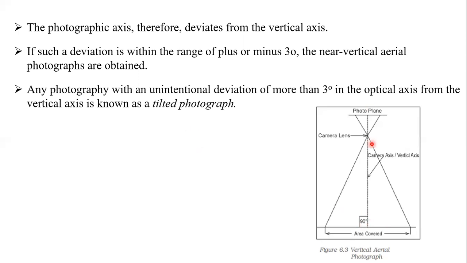So this is the camera axis. Generally this line is very difficult to keep at 90 degrees to the Earth's surface. For understanding, I'm saying this because the Earth is not a flat body. It has curvature. It is a globe in nature, oval in shape. This is regarding vertical aerial photography.